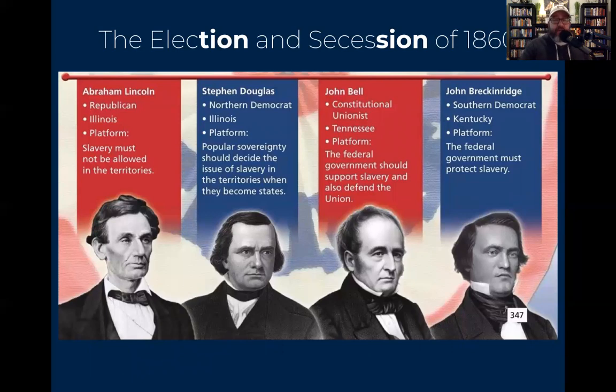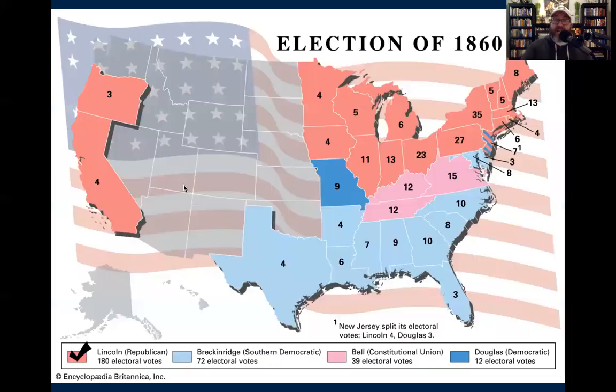The other two on the other end of the issue, John Bell is going to come up with the Constitutional Unionist Party, saying that the federal government should support slavery but also defend the Union. I don't know how you really do that, so he's not really saying much in his platform. Breckinridge is a Southern Democrat, like many of the Democrats during that time period, and well through Reconstruction up until about FDR are going to have this very strong Southern connection. I would even argue up until Lyndon B. Johnson in the Deep South, Strom Thurmond and those guys are going to have a strong deep Southern connection, and he's going to claim that the federal government must protect slavery.